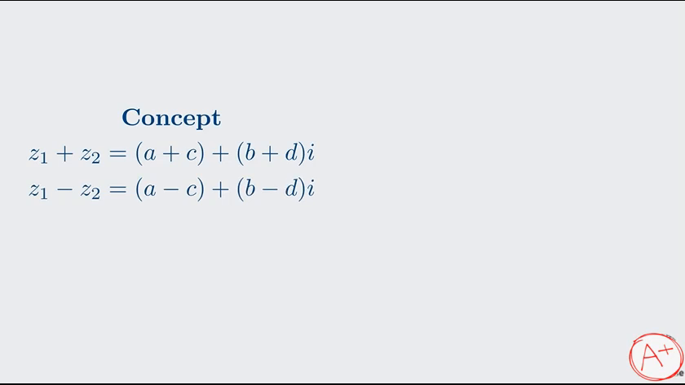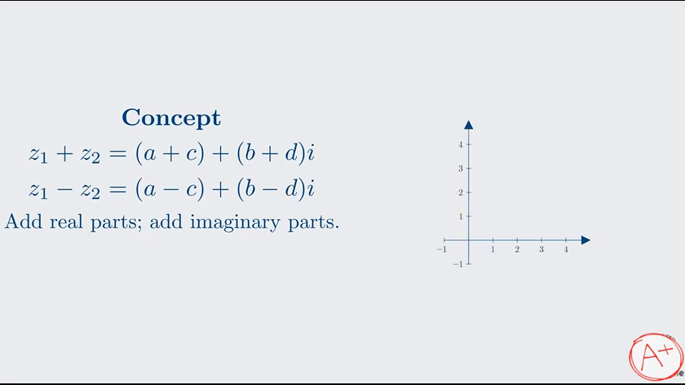Now let's look at basic operations. Addition and subtraction are straightforward. You simply combine the like terms. z sub 1 plus z sub 2 equals (a plus c) plus (b plus d)i. z sub 1 minus z sub 2 equals (a minus c) plus (b minus d)i. This means you add the real parts together and then add the imaginary parts together. Think of it like vector addition in the complex plane.